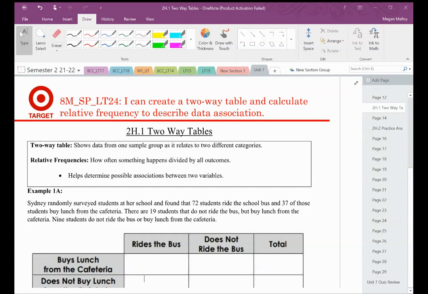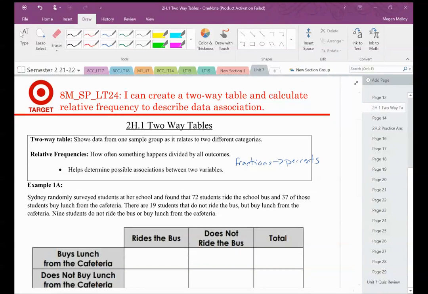So to think about two-way tables, a two-way table shows us data from one sample group as it relates to two different categories. And then the relative frequency is how often something happens divided by all the outcomes. Typically relative frequencies are offered in fractions that are then converted to percents. And that helps us determine if there's possible associations between the two variables, the two categories that we're looking for.